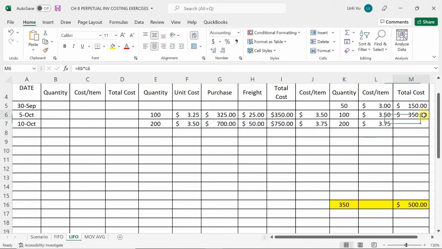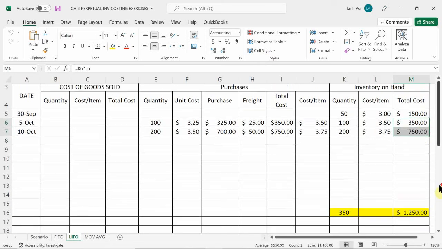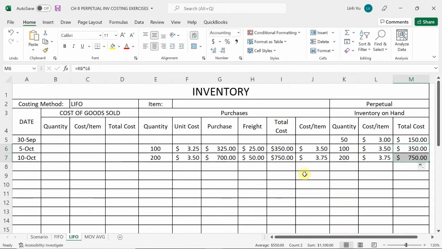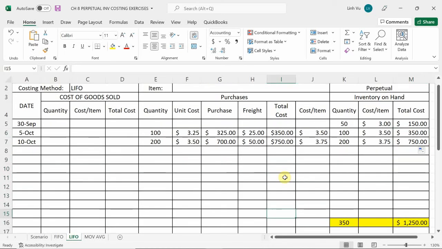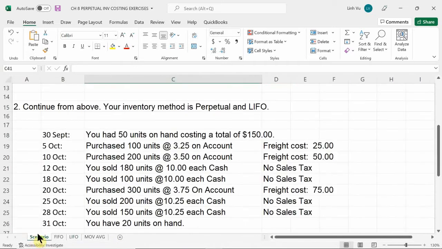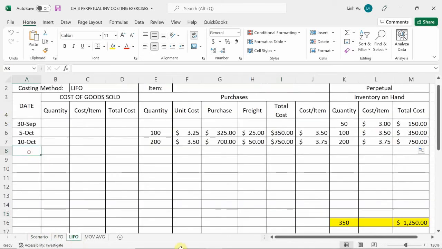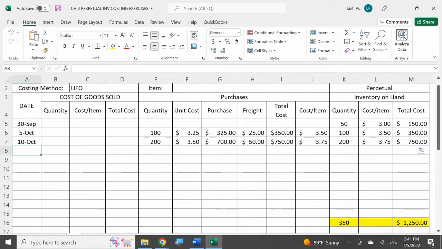That means now I have a total goods available of 350 units. Then October 12th rolls around and we end up selling 180 units.